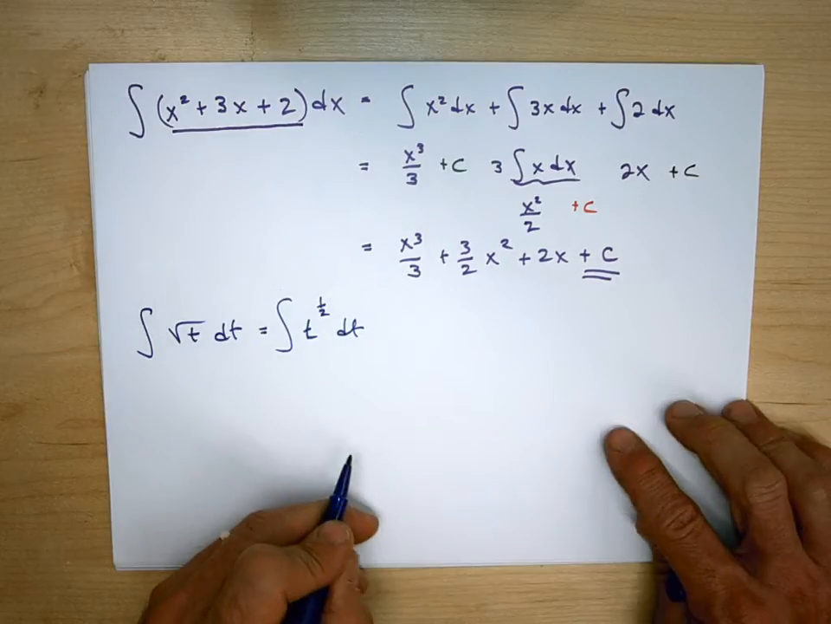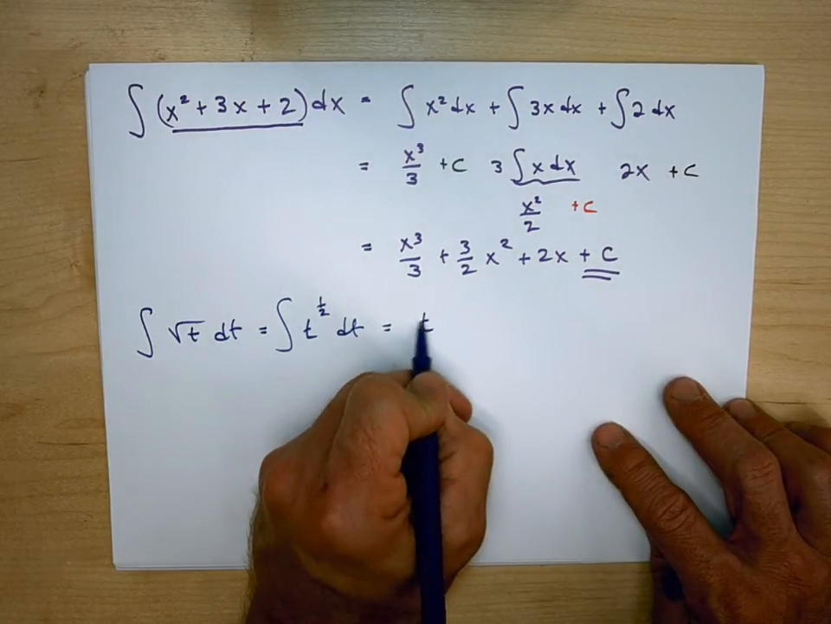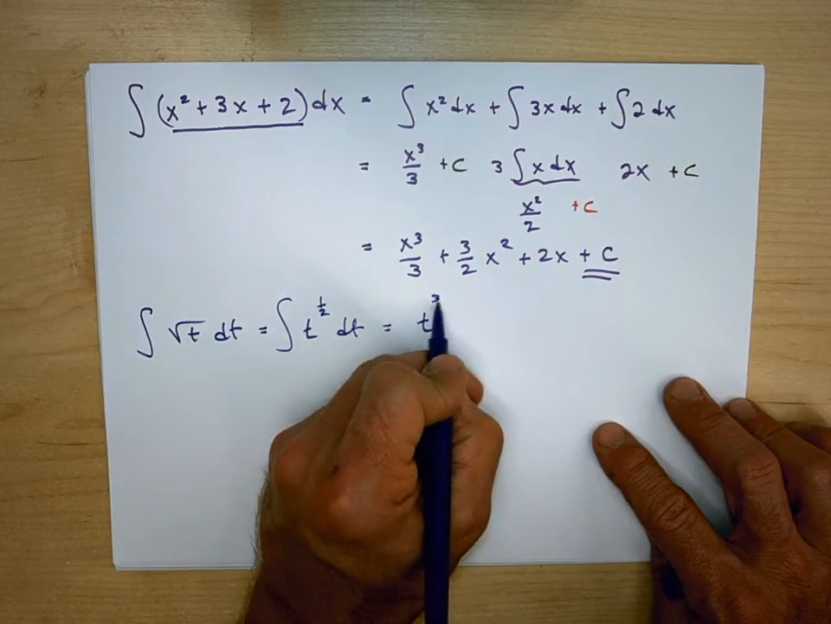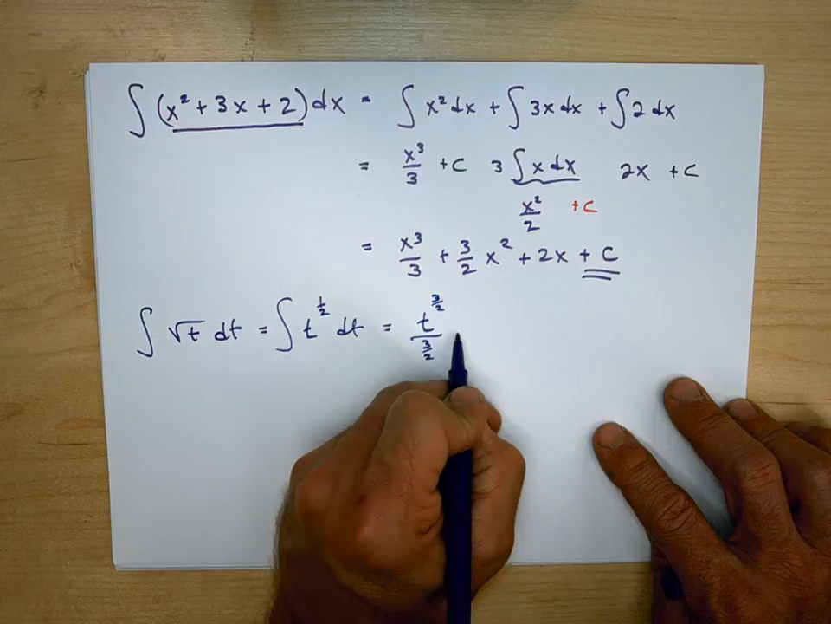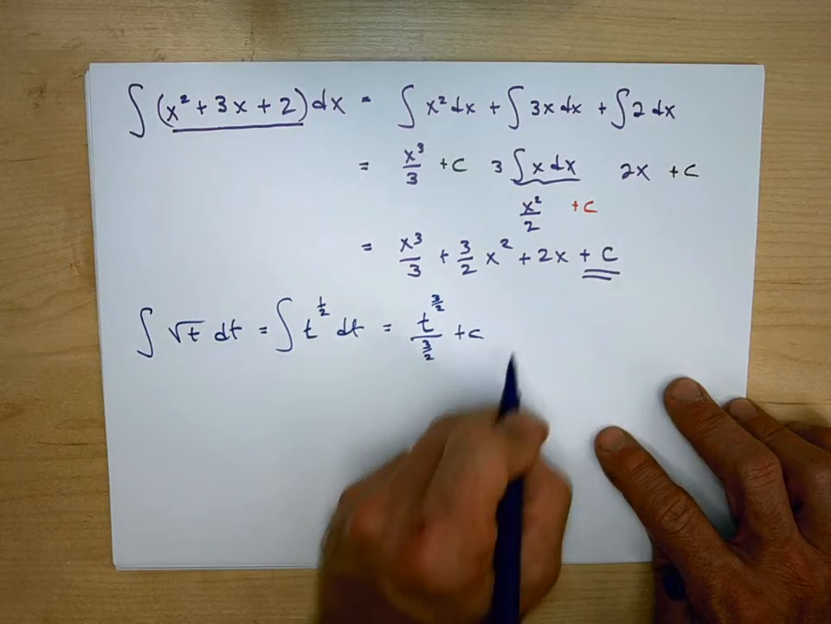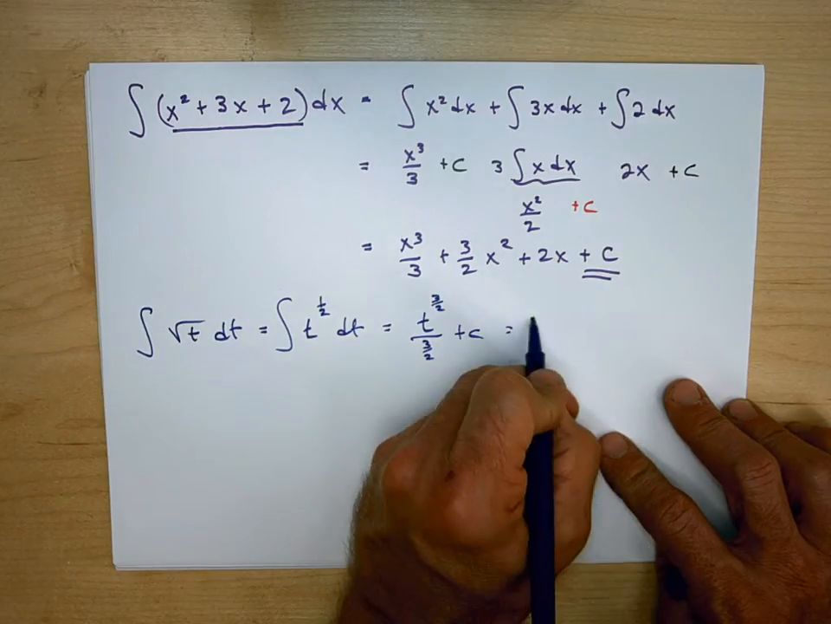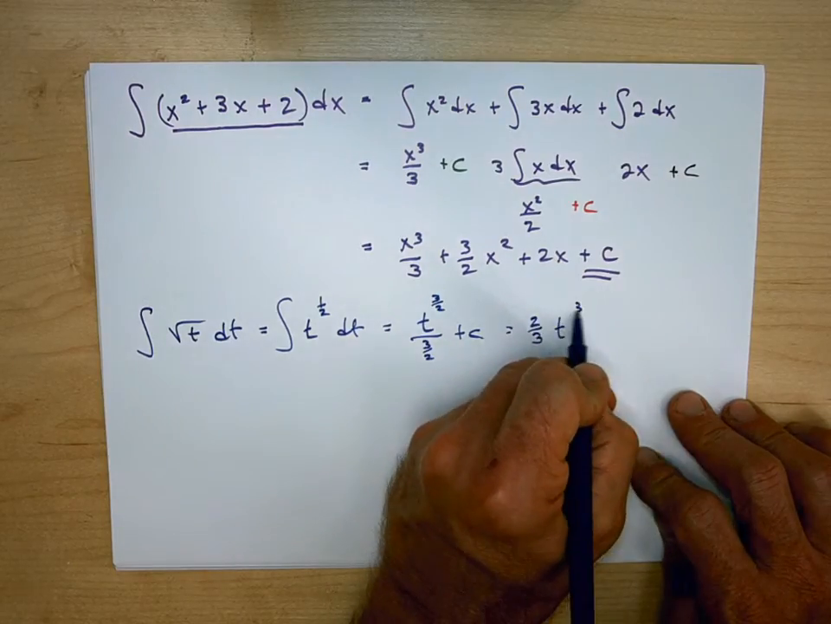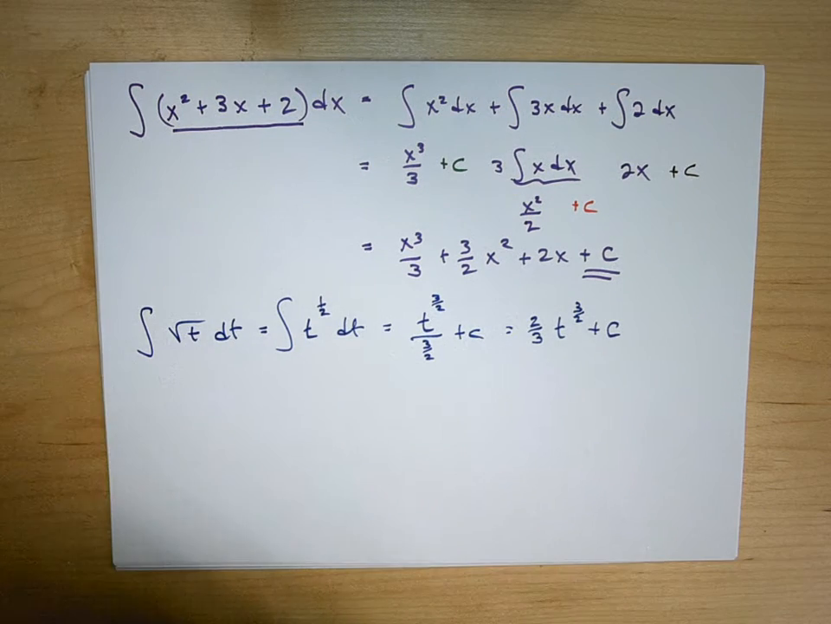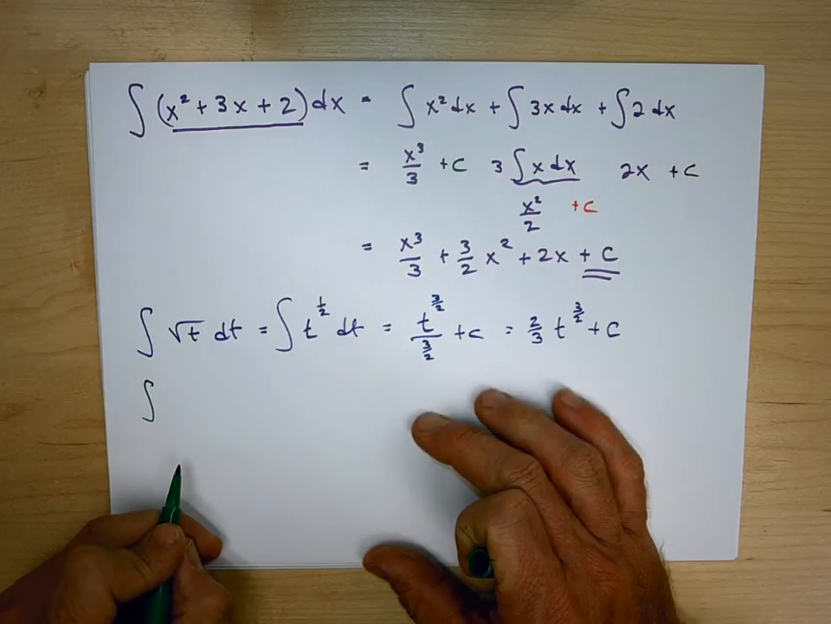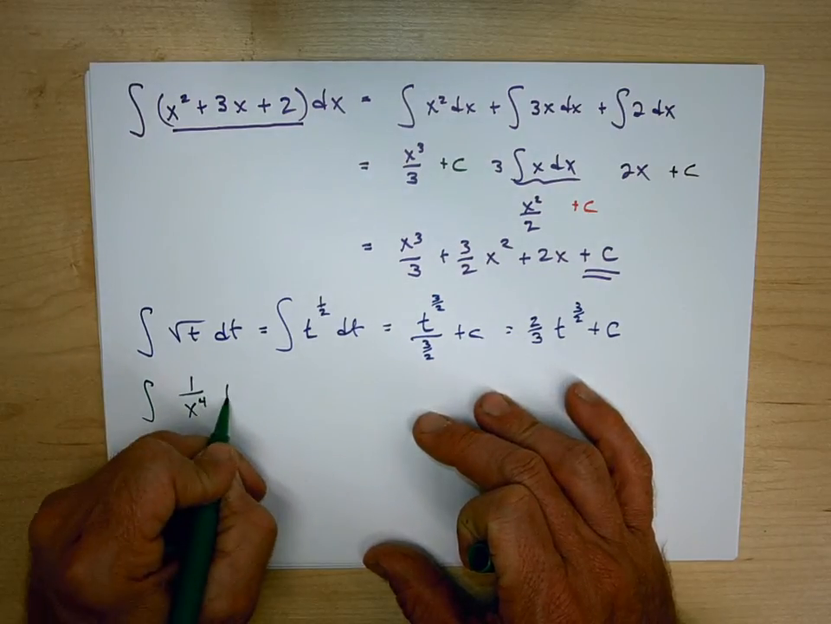All right. Now what I'm going to do is I will add 1 to the exponent. So that will give me t, and 1/2 plus 1 is 3 halves. And now I divide by my new exponent, which is 3 halves, plus c. Well, that's kind of ugly, so let's clean it up a little bit. Dividing by a fraction is the same thing as multiplying by its reciprocal, so I get 2/3 t to the 3/2 plus c.